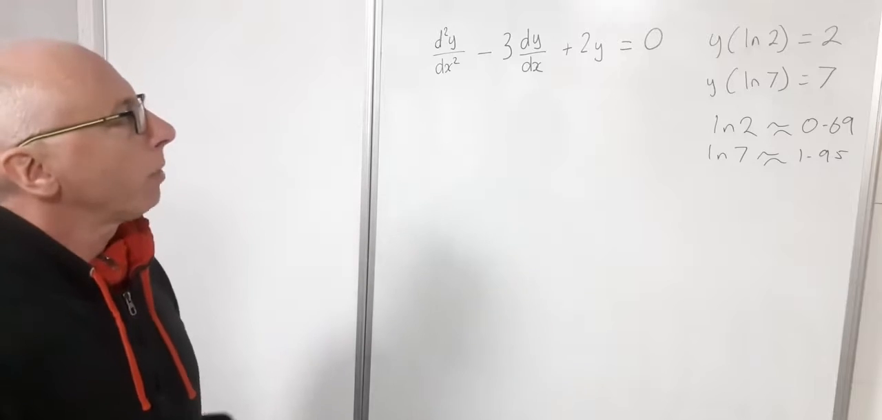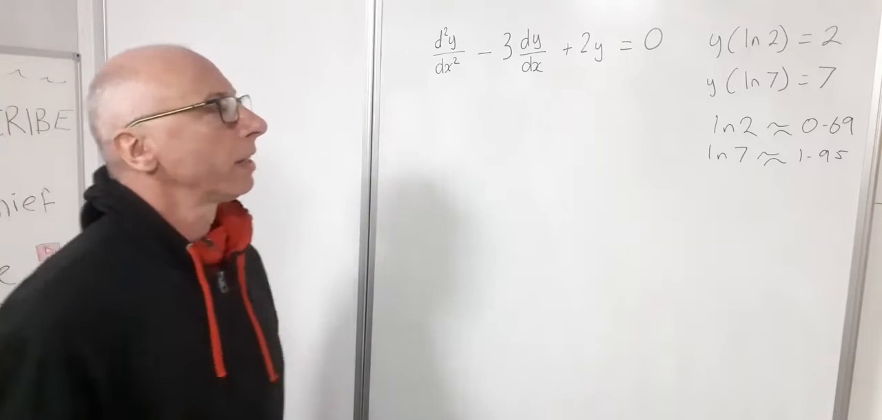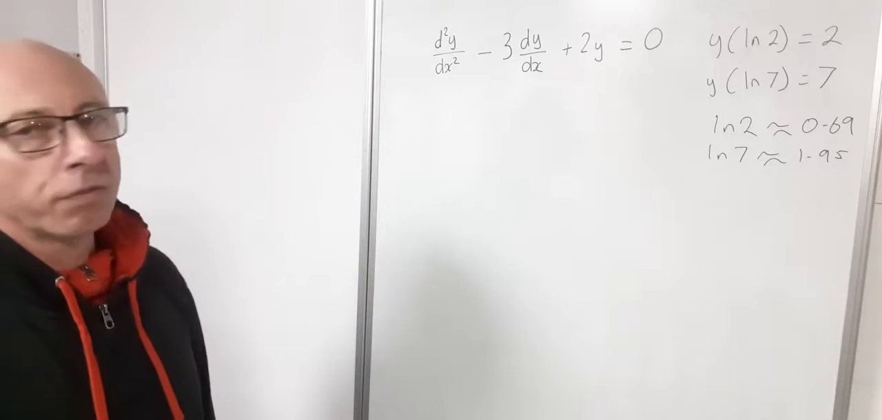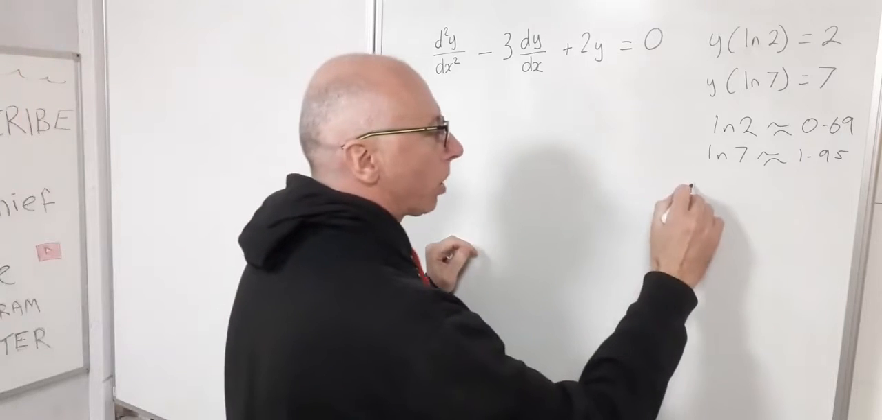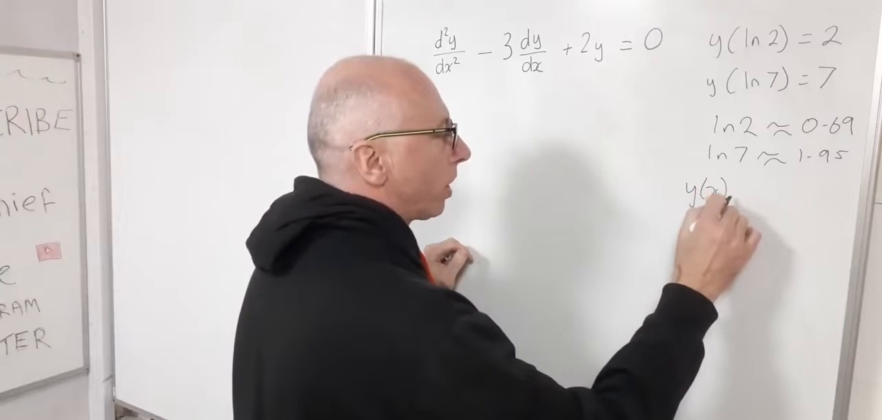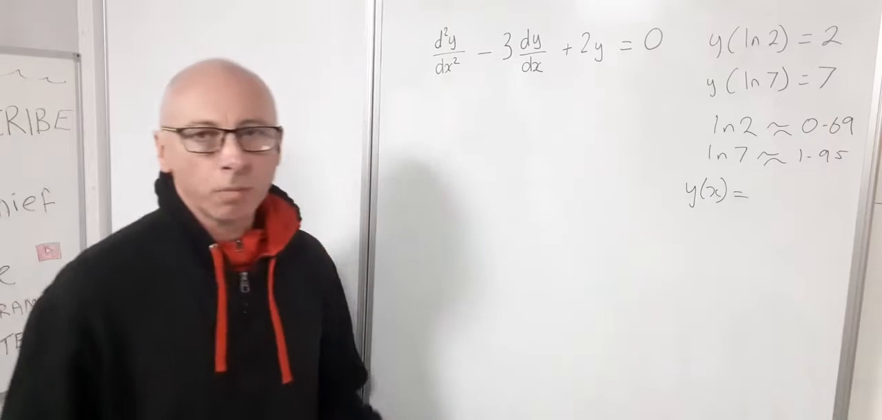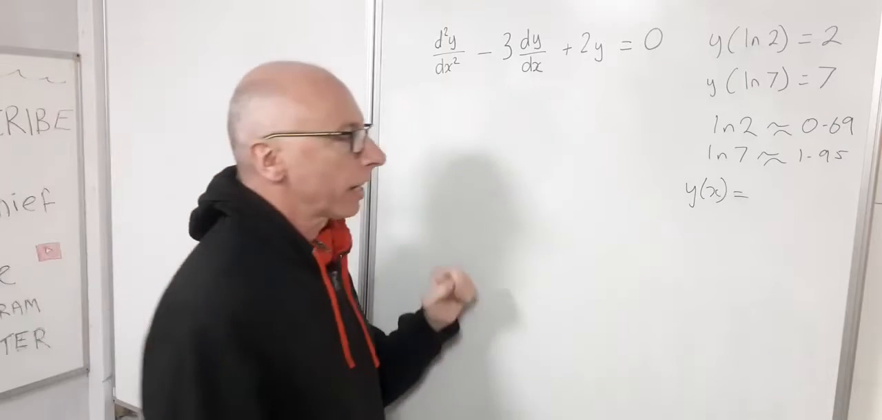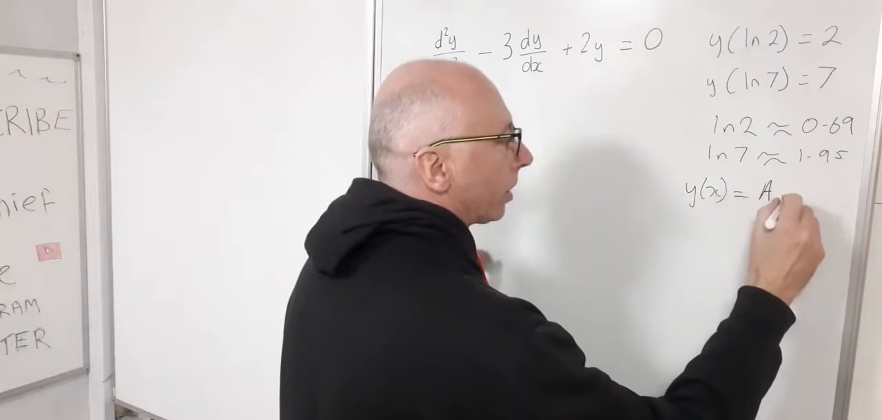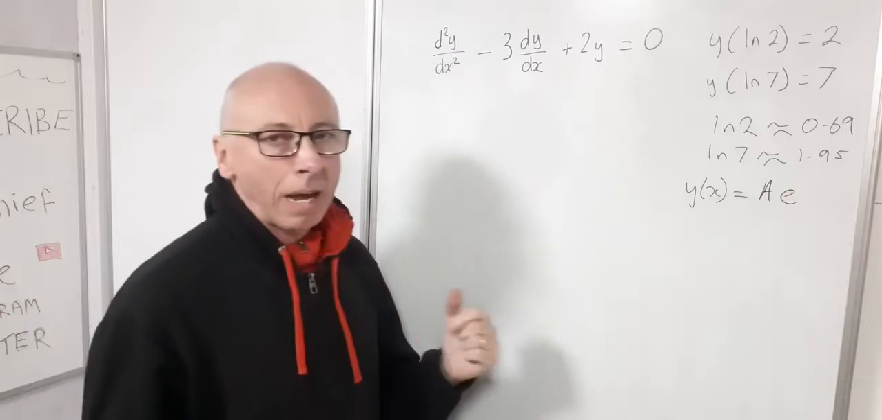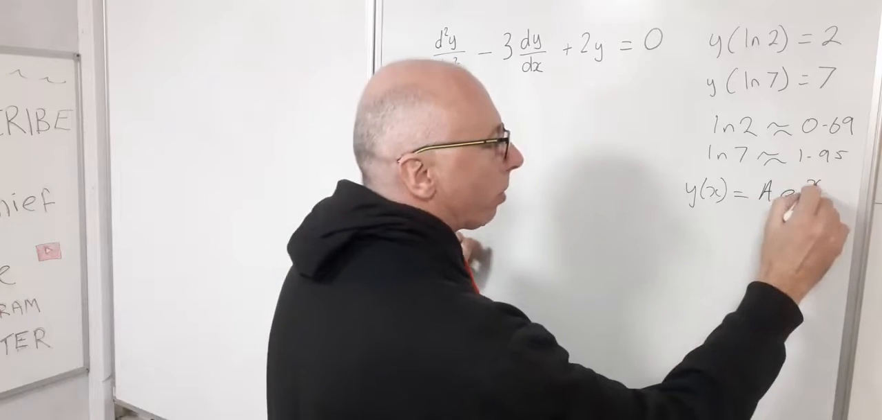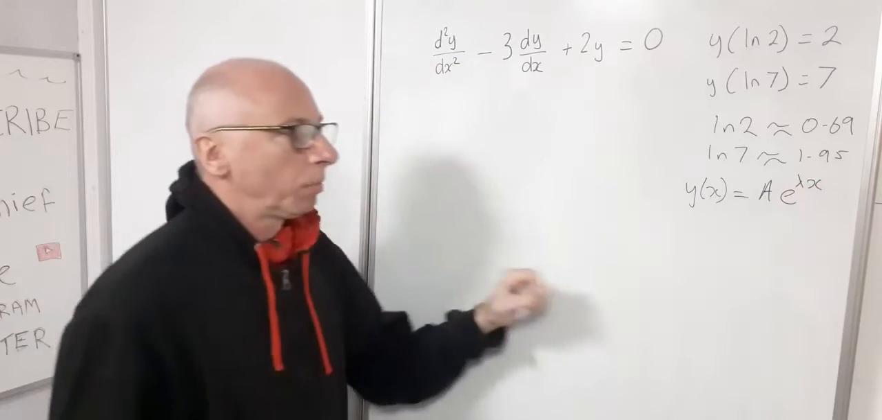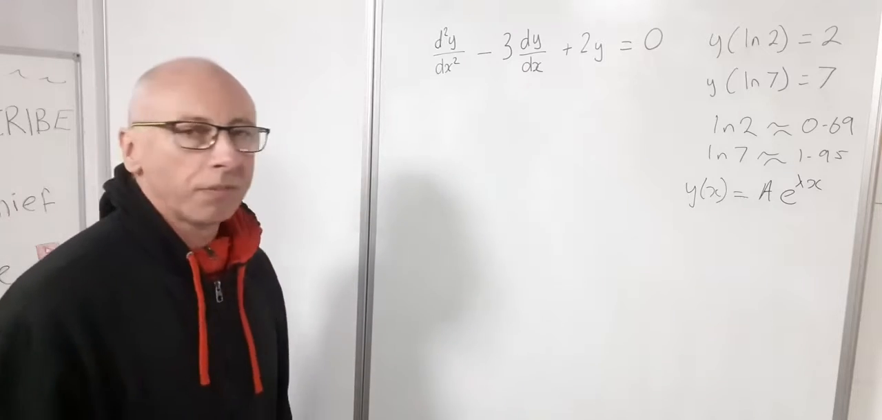Okay, so how are we going to solve for this? Well, we're looking for a solution for y of x. That's what our goal is for this whole question. And y of x is going to be in the form of something like a times e to the power of something multiplied by x. We don't know what these constants are, but a and lambda are what we need to find out.